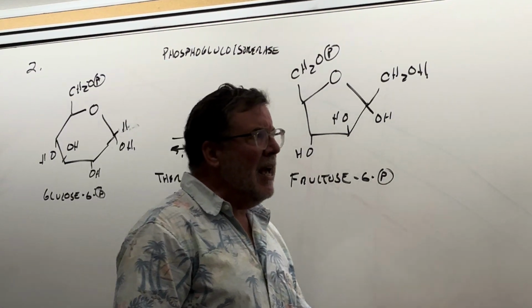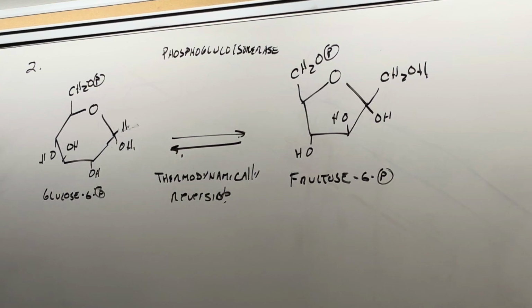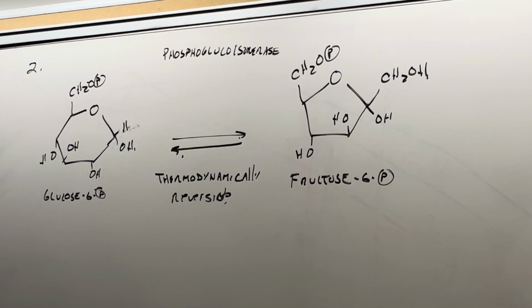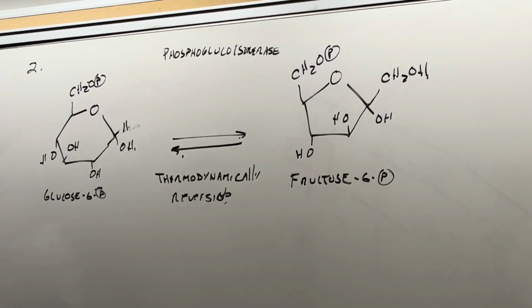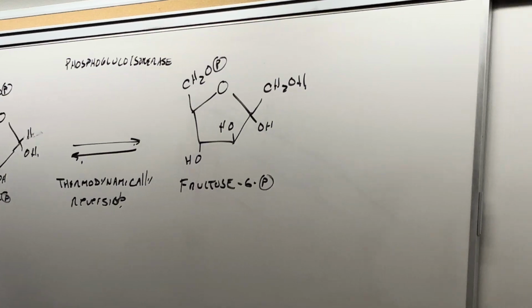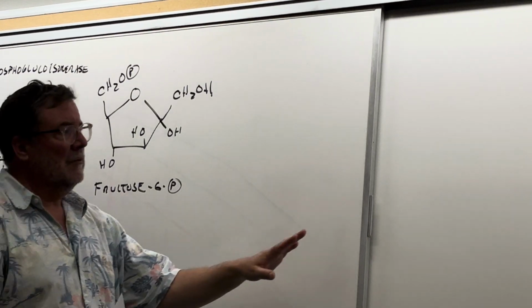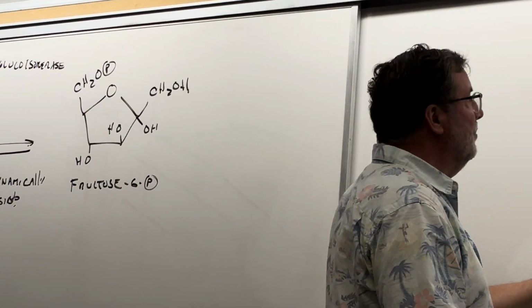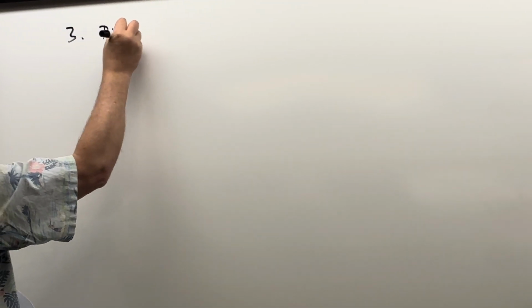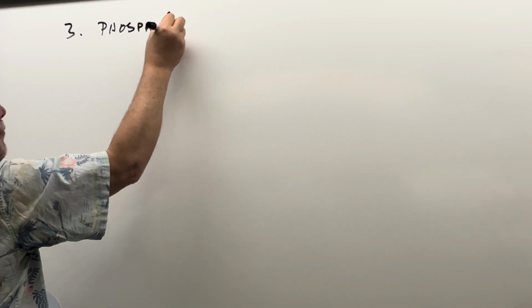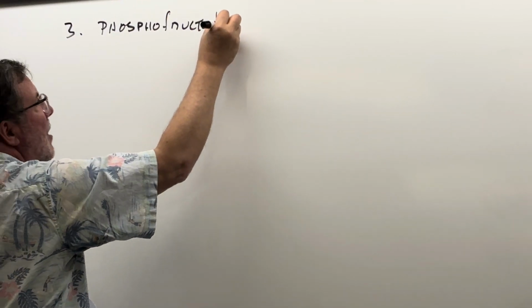All right, so now we've added 1 phosphate, but we're going to need 2 phosphates because we're making 2 of those molecules. So the next step is going to be to phosphorylate it again, this time in the 1 position. This enzyme is known as phosphofructokinase.